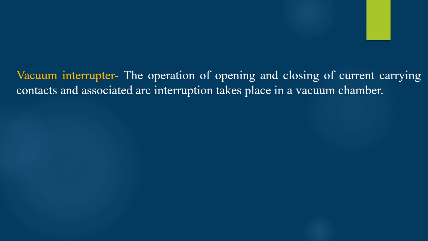Vacuum interrupter, or we can say vacuum chamber. In a vacuum interrupter, basically the operation of opening and closing of current carrying contacts takes place. When a fault occurs, the moving contact is pulled away from the fixed contact and an arc is struck between the two contacts. So, in a vacuum chamber, not only the opening and closing of current carrying contacts takes place, but the associated arc interruption also happens in the vacuum chamber.